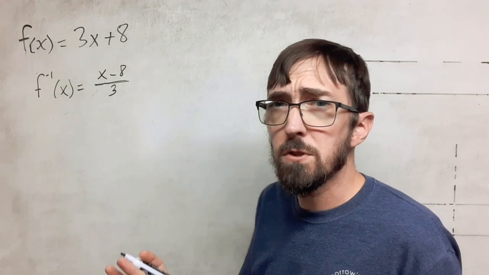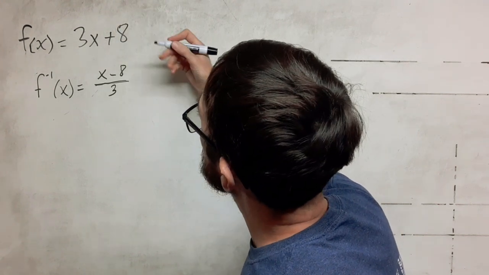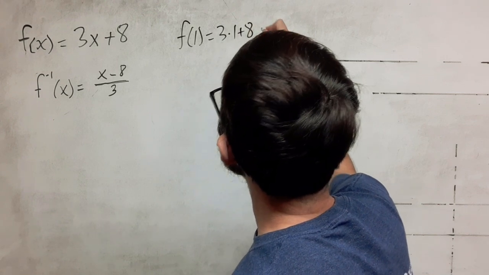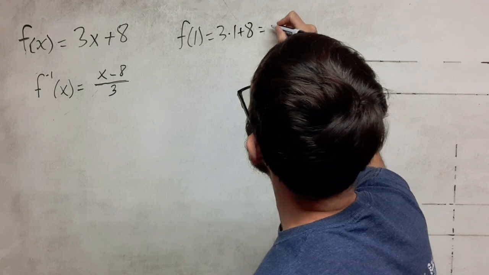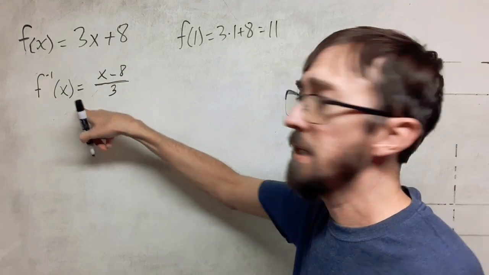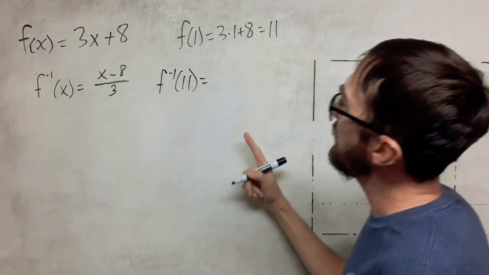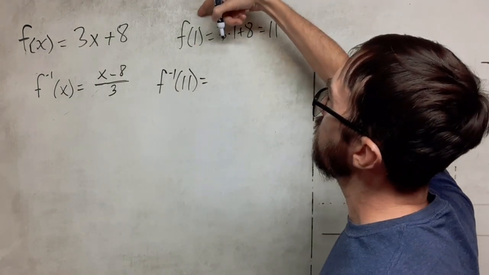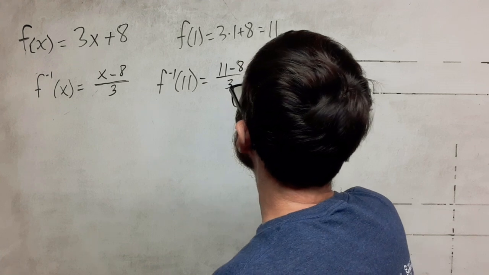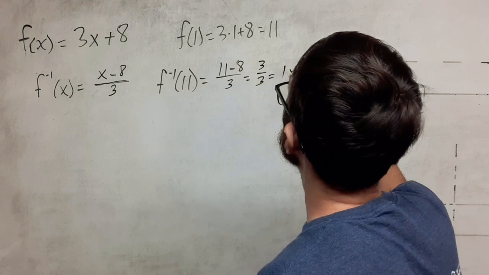Let's test this. First of all, we're going to just test it at a point. Let's put in 1 here. If I do f of 1, we have 3 times 1 plus 8, and that is going to give me 11. Now I want to take this 11 and put it as the input here. My anticipation is that the result here is going to be 1 because that was the input here. So we have 11 minus 8 divided by 3. 11 minus 8 is 3, so we have 3 over 3, which is 1, so that checks.